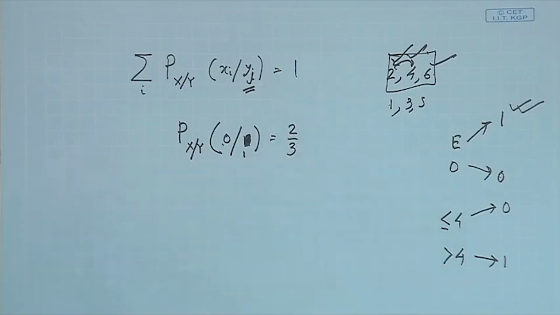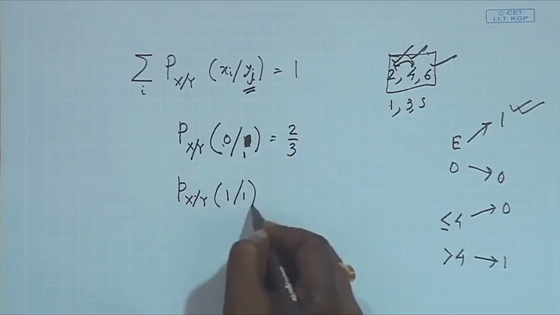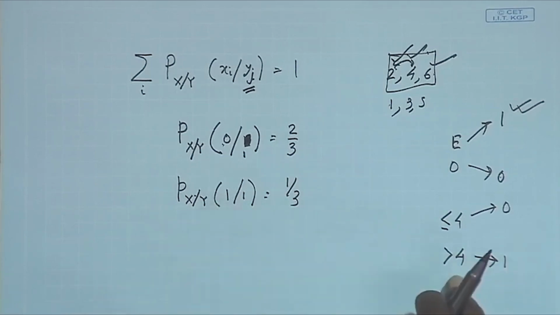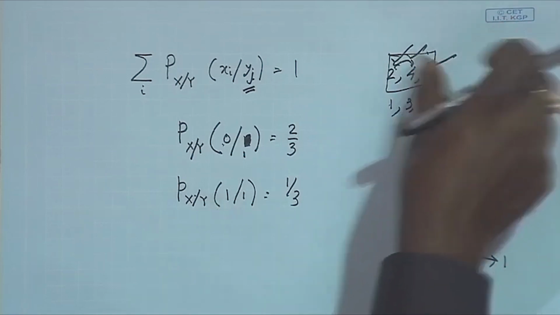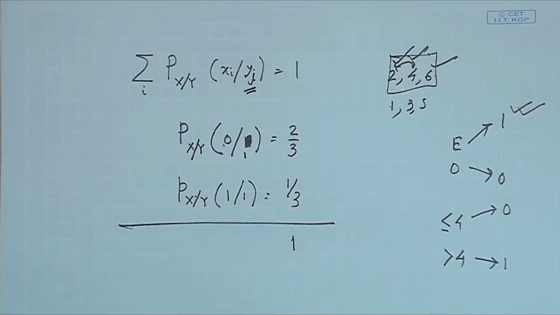Because 2 favorable and overall possibilities are 3. Similarly, P(x, y), if I wish to calculate for 1, 1, that must be 1 by 3, because 1 means this greater than 4, there is only one favorable case out of 3. So, that must be 1 by 3. If you sum them, that should give you 1.